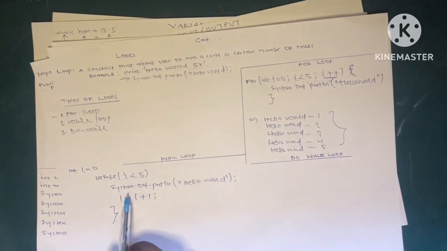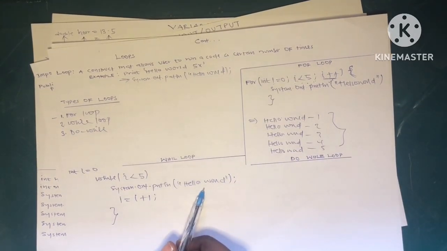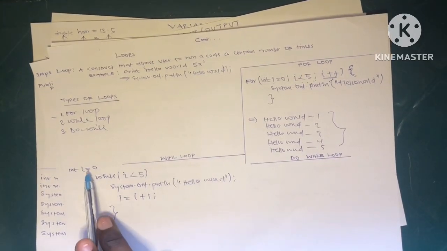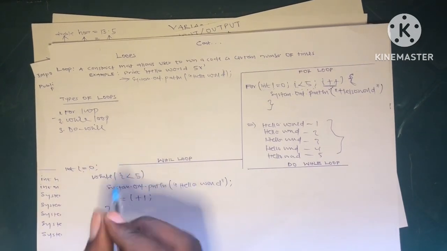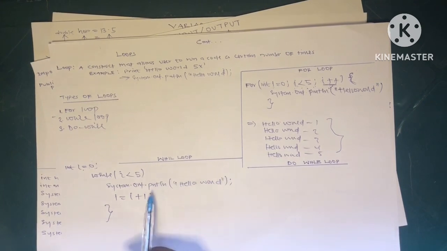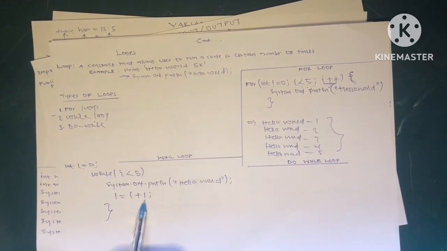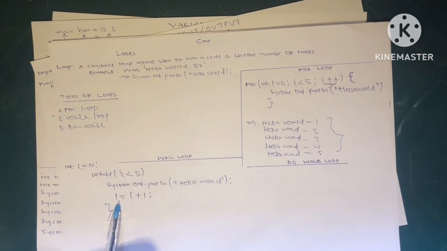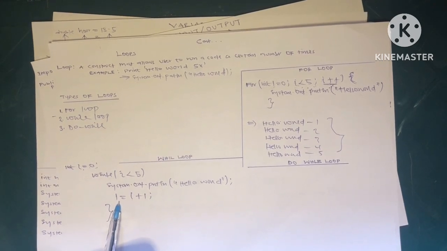Now what it does is this. It will create an integer I equal to 0. Don't forget. Then say while I is less than 5. Is 0 less than 5? Yes, 0 is less than 5. Then print hello world and say 0 plus 1 is 1. Then assign it to this variable. What will the answer be? I will now be equal to 1, right?